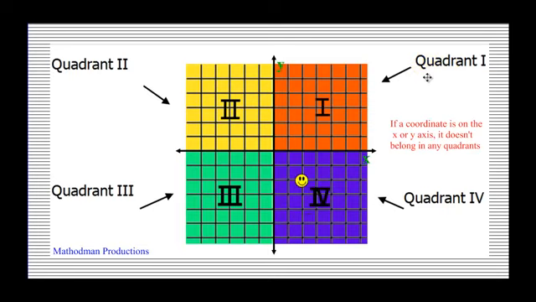Here's a little tricky part about labeling quadrants. If a coordinate is on the x or y axis, meaning if it's on this x-axis or it's on this y-axis, it doesn't belong in any quadrant. Even if it's on the origin, that doesn't belong in any quadrant. You can't just say it's between 2 and 3, so it's in quadrant 2.5. That doesn't exist, so just remember this one thing. I'm going to say it again. If a coordinate is on the x or y axis, it does not belong in any quadrant.